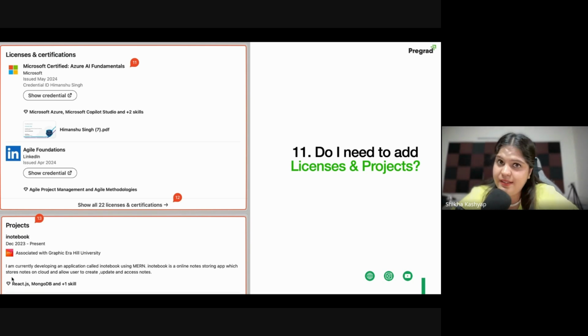And again, see the beauty? He has written what he did. So, I am currently developing an application called iNotebook using MERN. iNotebook is an online note storing app which stores notes in cloud and allows users to create, update, and access notes. Simple. Now I know what this person is doing. So he has not written my project is about this or that. He has simply written what he did.